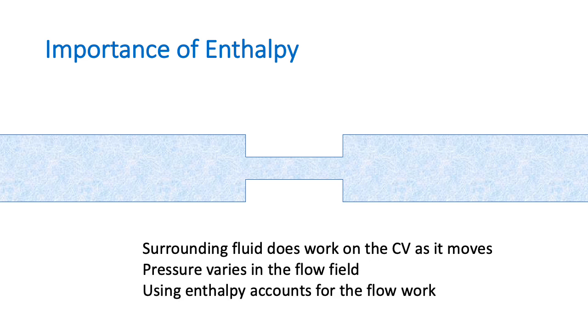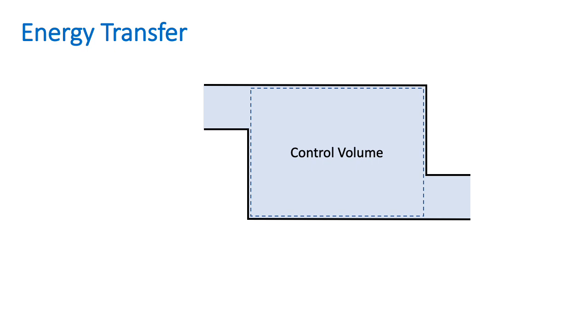So if you're using the enthalpy, that would account for the flow work. And from the energy balance, you can develop differential equations which you can solve to get the total velocity field. We can now account for all the energy transfer into and out of the control volume.